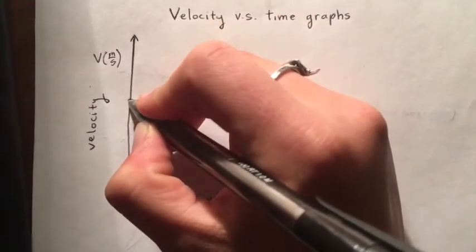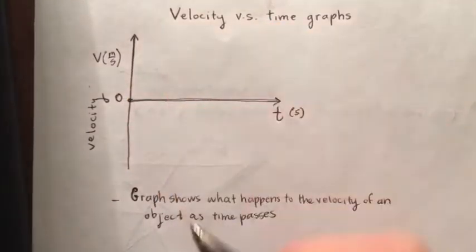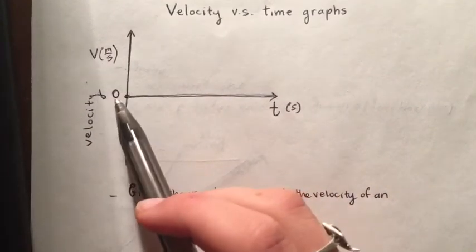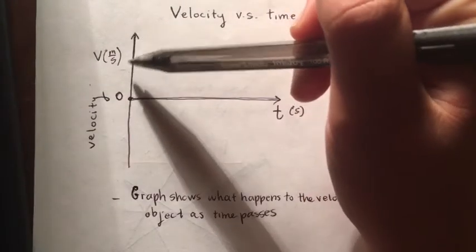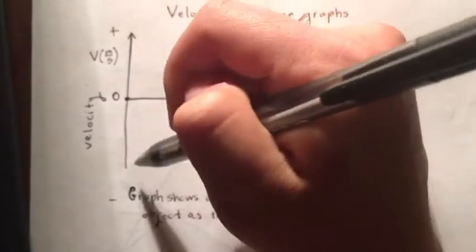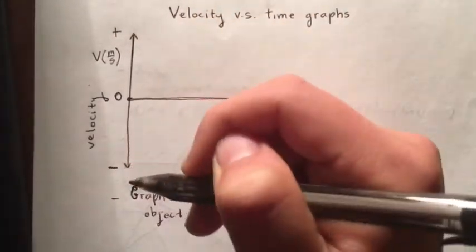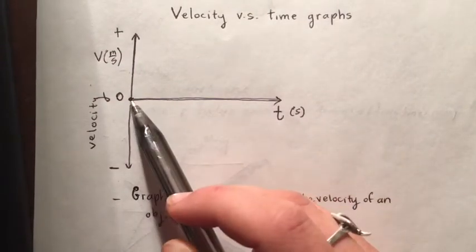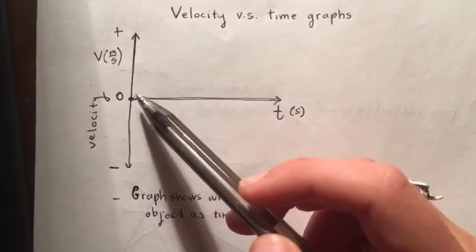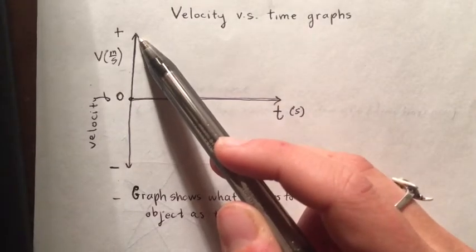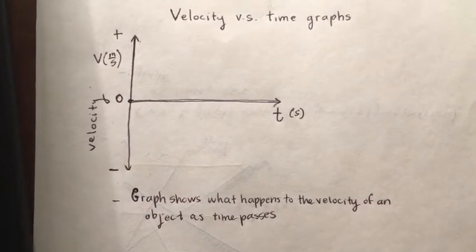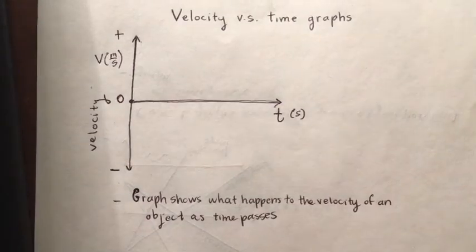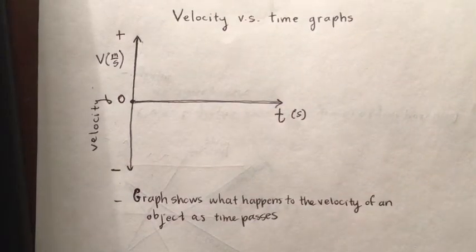Okay, so this here is our 0. So this horizontal axis here represents when the velocity is 0. This direction we're going to call positive, and this direction we're going to call negative. So this is our 0 reference line. This is where our velocity is 0, meaning an object is not moving. Anything above that means the velocity is positive, meaning the object is moving in the positive direction, and anything below that means the velocity is negative, meaning the object is moving in the negative direction.